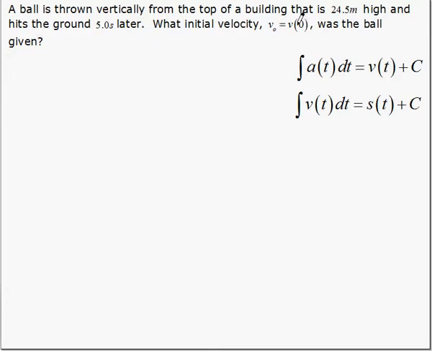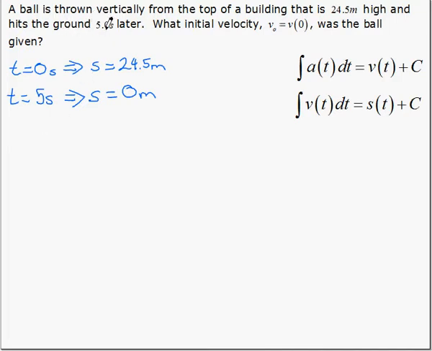The information in the question states that we're at the top of a building. So at time equal to 0, we know that the position is 24.5 meters high. Hitting the ground 5 seconds later tells us that at time equal 5 seconds, 5.0, then the position is equal to 0 meters. We're looking for the initial velocity.